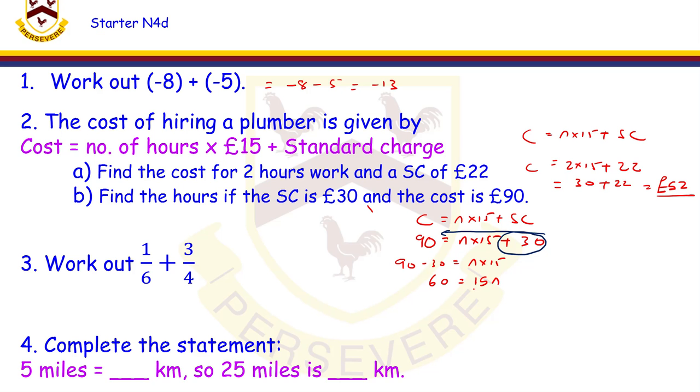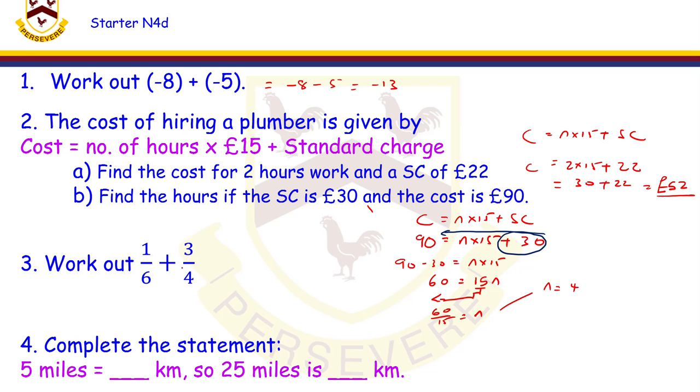And to get the n on its own, I take my 15 down the escalator. There, oops, let's draw the steps again. And so you've got 60 divided by 15 equals n, and 60 divided by 15 is 4. So that means that n is equal to 4.